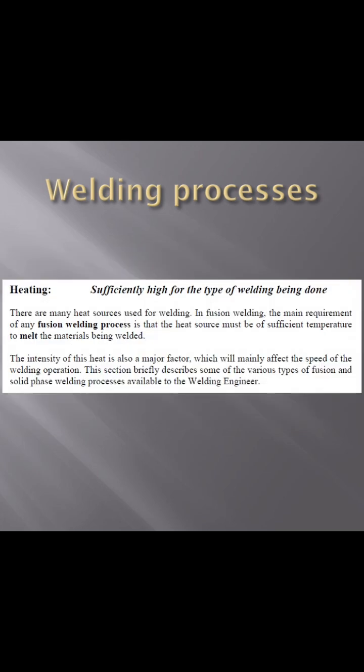Finally, heating sufficiently high for the type of welding being done. There are many heat sources used for welding. In fusion welding, the main requirement of any fusion welding process is that the heat source must be of sufficient temperature to melt the materials being welded. The intensity of this heat is also a major factor, which will mainly affect the speed of the welding operation. This section briefly describes some of the various types of fusion and solid phase welding processes available to the welding engineer.